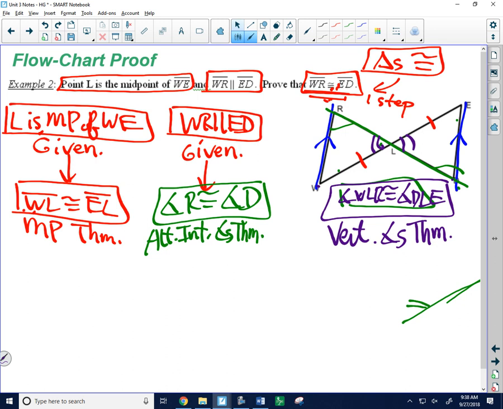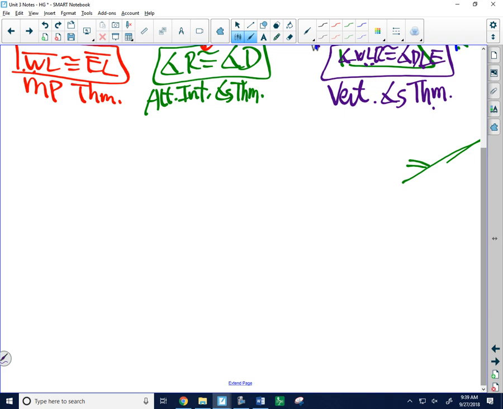We actually have enough information. You could do third angle theorem, but we don't need to. The reason is because we have two angles and a side, and we have a postulate that says the triangle is congruent. What does that say? Vertical angles theorem, or in the box? It's naming these two, WLR and DLE. I'd already drawn a box, didn't want to erase it.